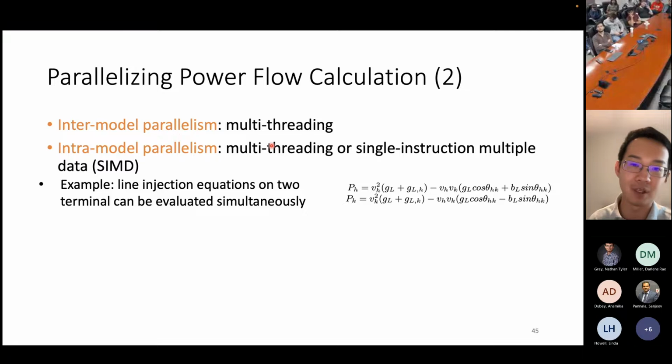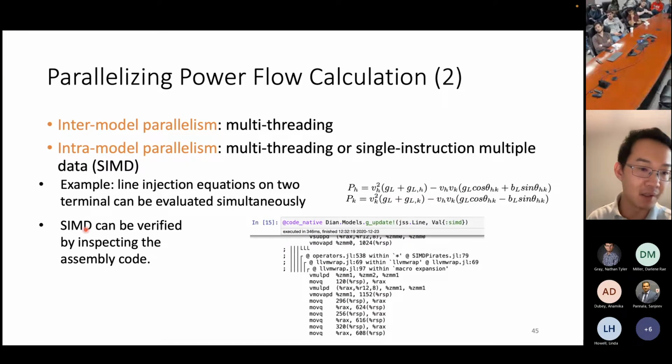This is the expanded polar form of line injection from the sending end and the receiving end. Inter-model parallelism basically parallelizes the line with shunt, but intra-model parallelism aims to parallelize the calculation of P at the sending end with the calculation of P at the receiving end. If we do it in single instruction multiple data, what it does is calculate the vector of VH squared in parallel. That is, we take 8 elements in this array and do that calculation in just one CPU instruction.